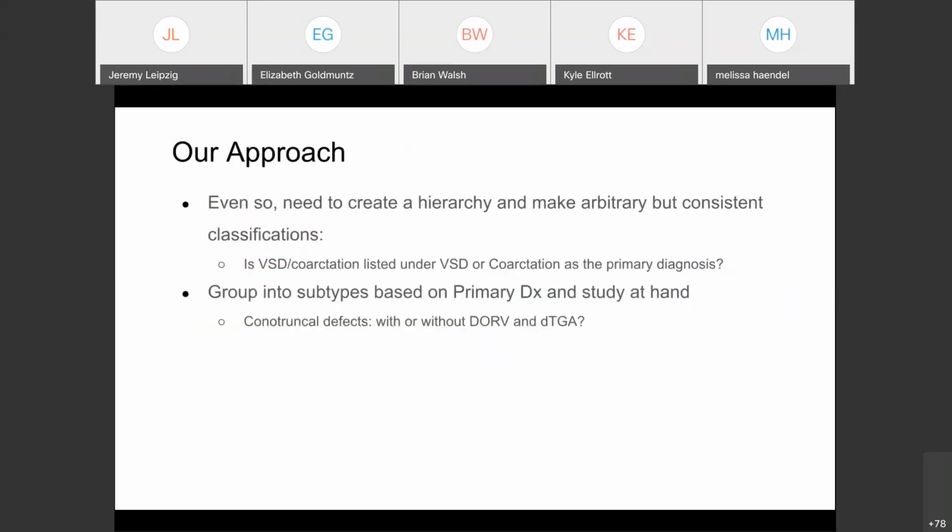Next slide. So even so, we needed to create a hierarchy of priorities and make some arbitrary but at least consistent classifications. So for example, is a VSD coarctation listed under VSD or coarctation? And we listed them under VSD, which meant that coarctation was always a very clean data set of patients. And as I mentioned before, when you want to categorize them in even broader groups, you have to make certain decisions. So going on to what the PCGC did, which is a little bit of a hybrid.